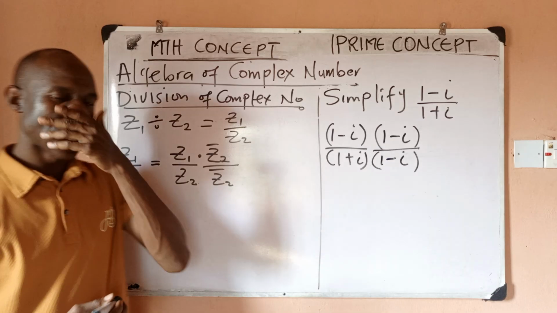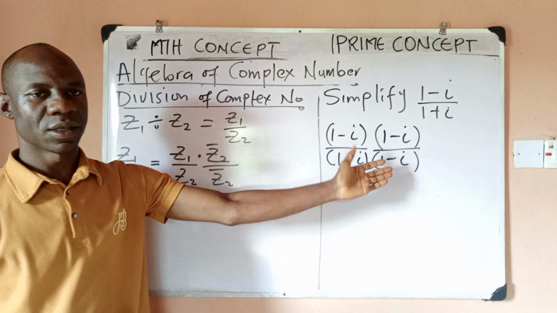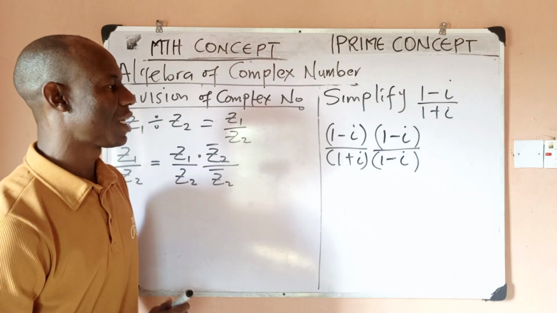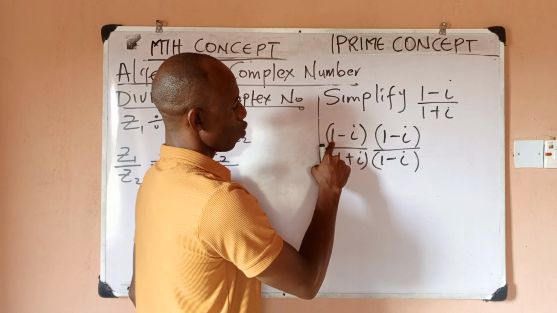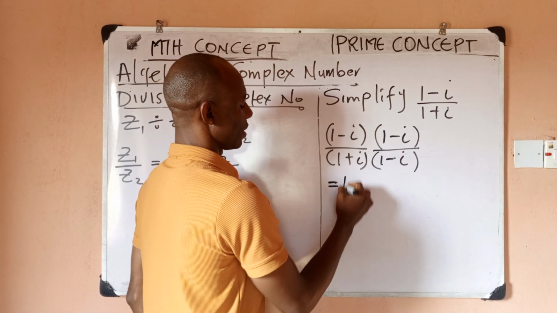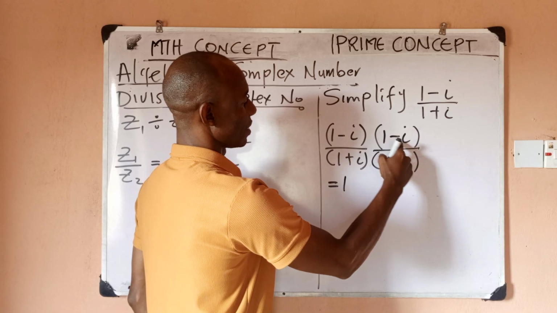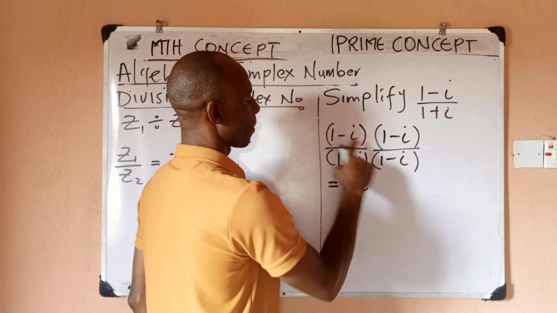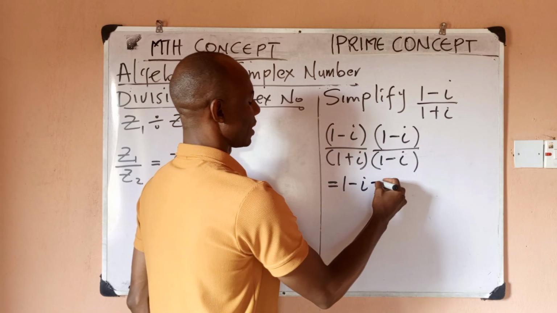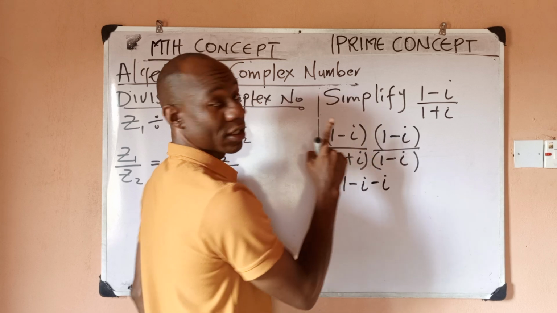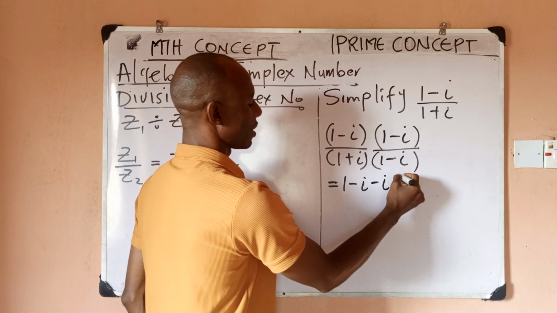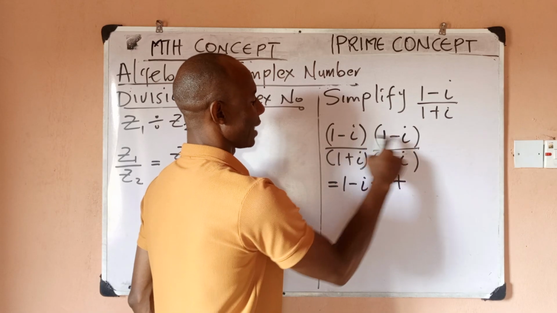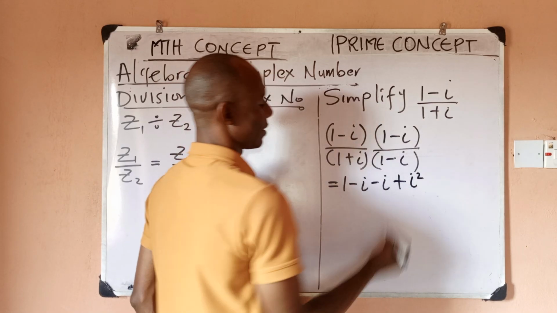So what I need to do now is to apply multiplication of complex numbers like we saw in our previous videos. So I have 1 times 1 is 1. 1 times minus i is minus i. Minus i times 1 is minus i. Now let's do this last part gradually. First, minus times minus is plus. Then i times i is i squared.